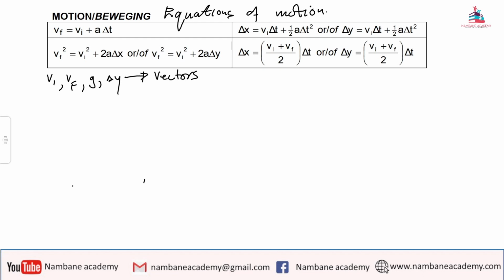So when working with these physical quantities, VI, VF, G, and delta y, because we are now focusing on vertical motion, they are vectors. The fact that they are vectors means they must have both magnitude and direction. Because of that, I am forced to choose a direction. I cannot do a problem related to projectile motion without having chosen a specific direction.